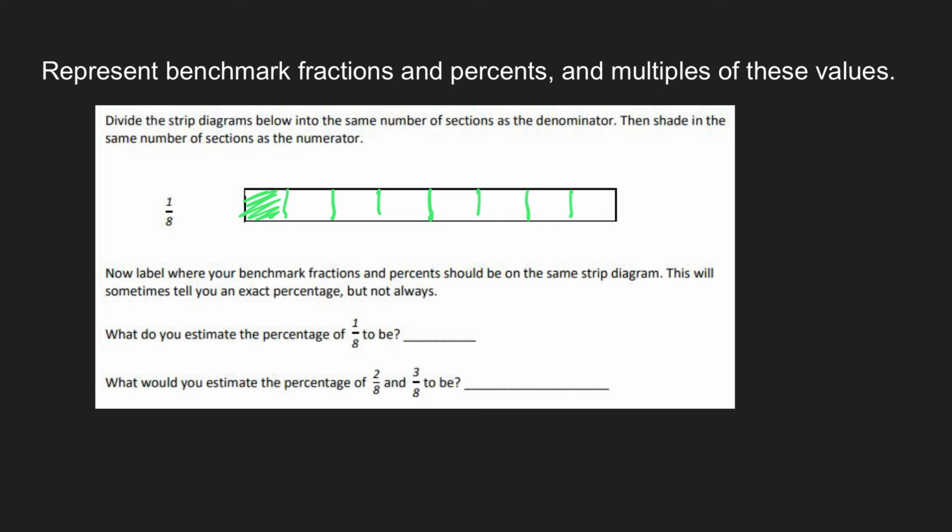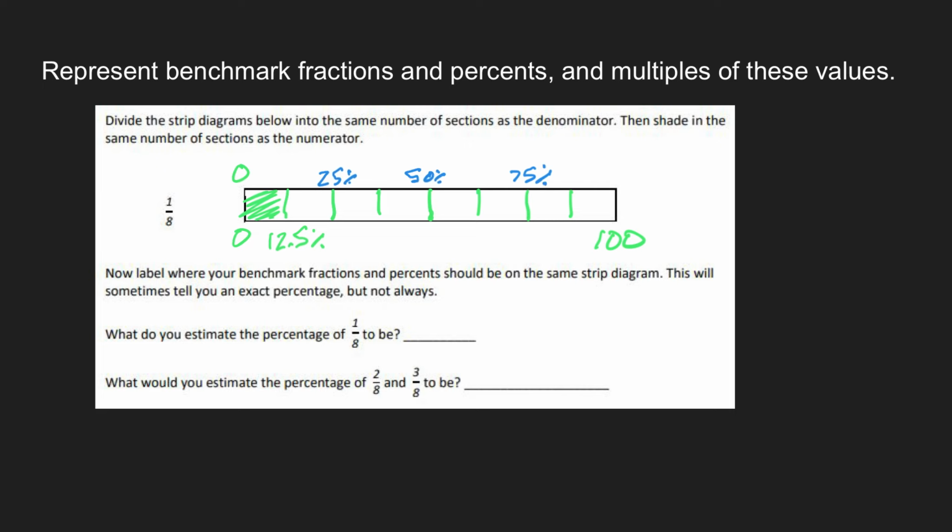Now label where your benchmark fraction and percent should be on the same strip. This will sometimes tell you the exact percentage, but not always. Okay, so 0, whoops, hit my eraser button, 100. And then we're looking at our percent. Well, so we know that 1/8 is 12.5%, right? That one was really helpful to remember. If you don't remember that, what you may want to think of is when we did fourths, most of us are pretty good at figuring out those.